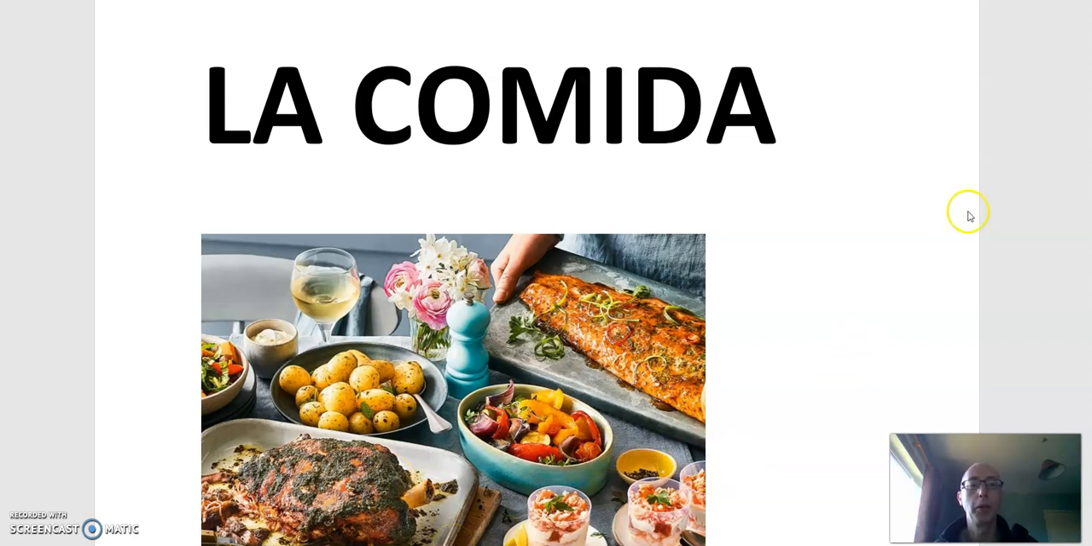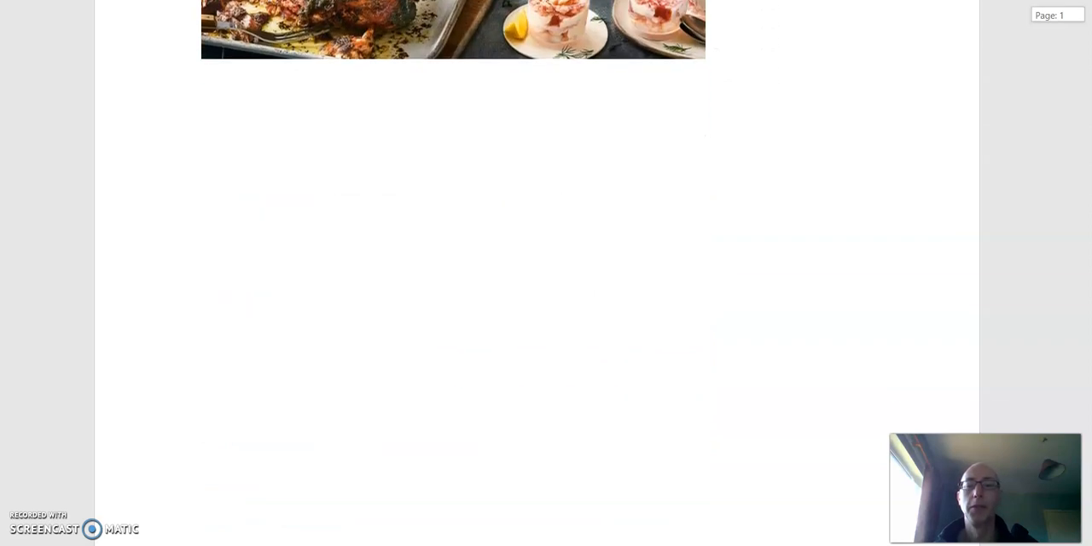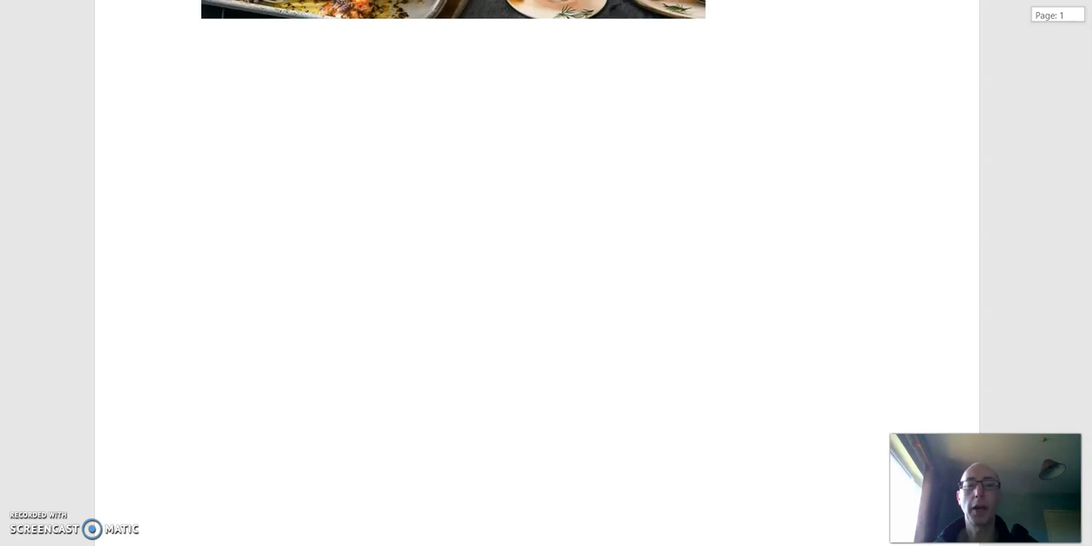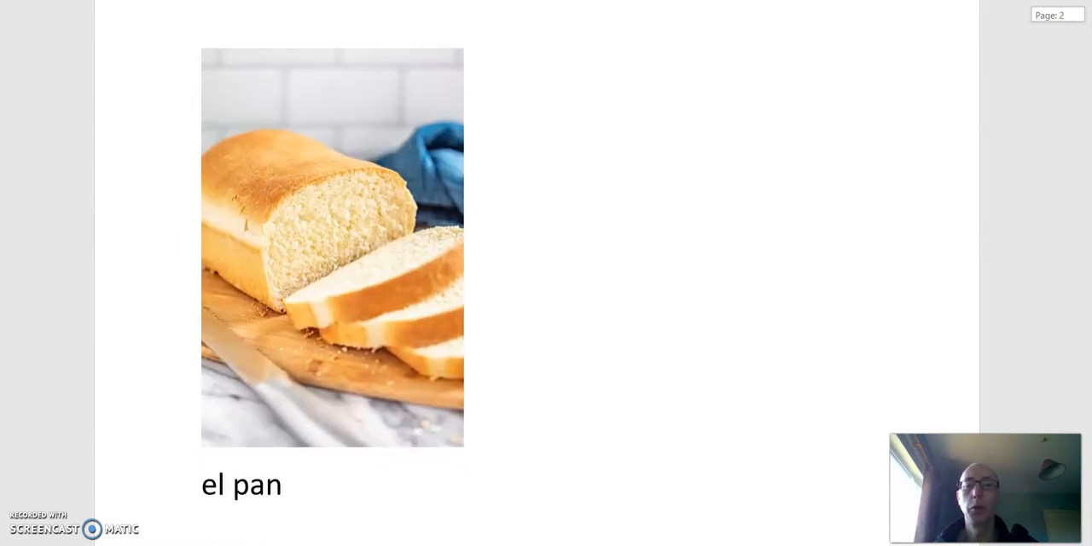Today we're just going to be looking at the simple but important topic of la comida, food in Spanish. So, very simply, let's get on to some of the vocabulary. We're going to look at some words for food, then we're going to look at the articles, and then some vocabulary on how to say like and dislike, etc.